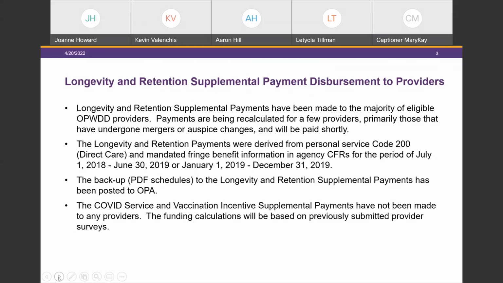The COVID service and vaccination incentive supplemental payments have not been made to any providers. The funding calculations will be based on previously submitted provider surveys. And as I stated previously, this technical webinar will be specific to the longevity and retention supplemental payments. The COVID service and the vaccination incentive payments have yet to be distributed.